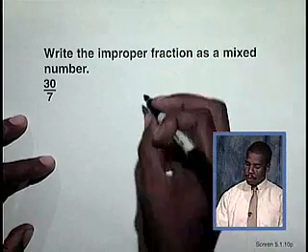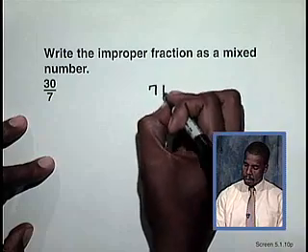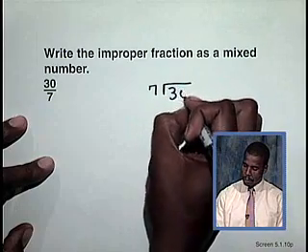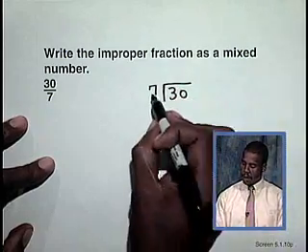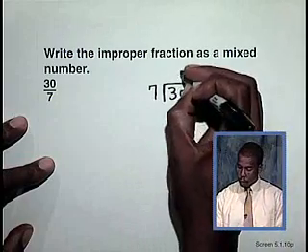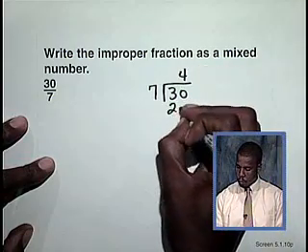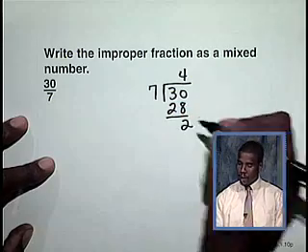Now what we're going to do here is divide 7 into 30. Now 7 can't go into 3, but 7 can go into 30 4 times. 4 times 7 is 28, with 2 left over.